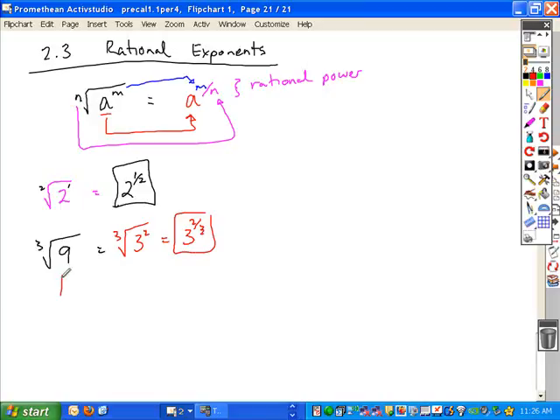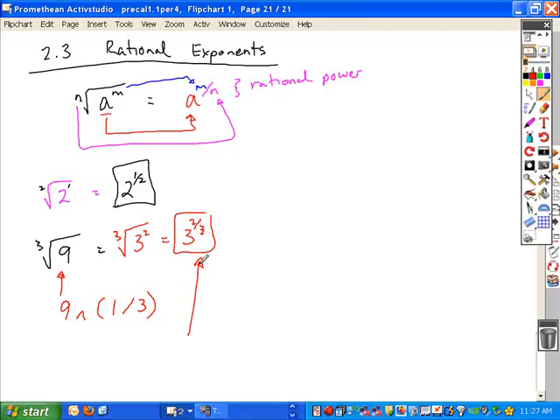And so if you were evaluating this on your calculator, all you would need to do is take the base 9 to the power of 1 over 3. But if you were doing this by hand and simplifying it, you would need to simplify it all the way down to the smallest base you can possibly use. Okay. Does that kind of make sense as far as finding the bases like that?